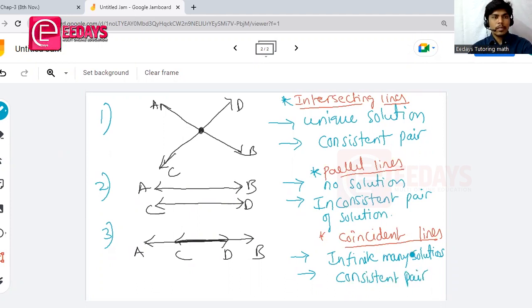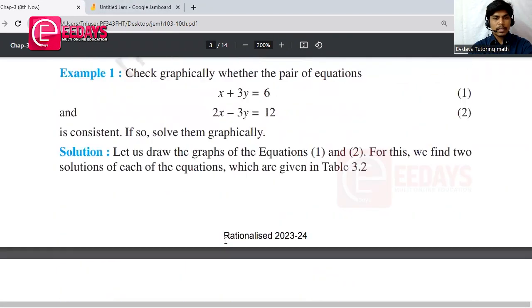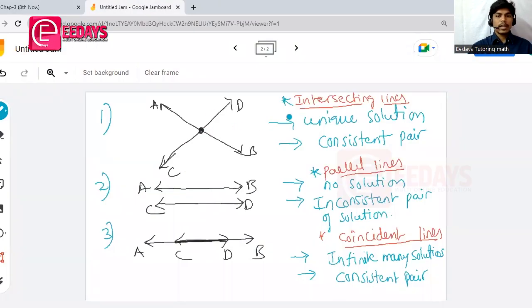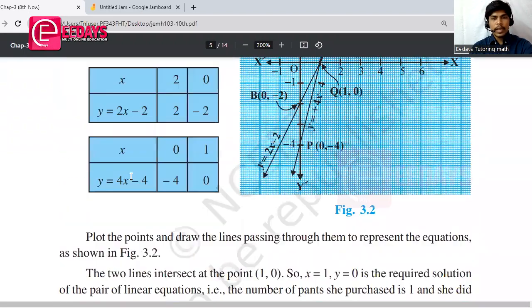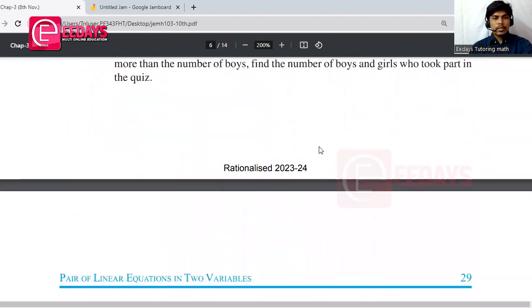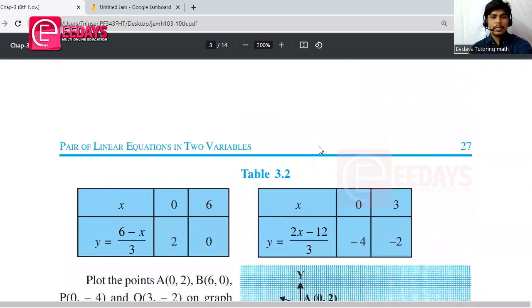I hope you understand with the diagram. Let's see what's next. If you observe the graph here, x plus 3y is equal to 6 is one equation, and 2x minus 3y is equal to 12 is the other equation. They are meeting at one single point, which means a unique solution, so we get a consistent pair. Here also, the two graphs meet at one point, so we call it one solution.